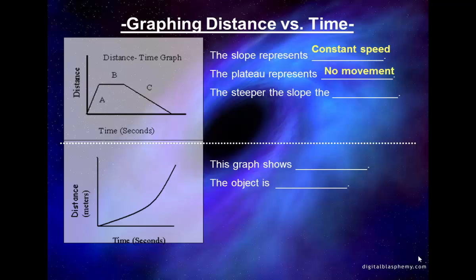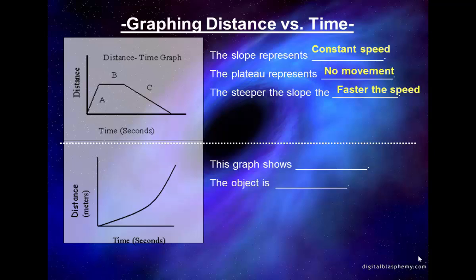What does a steeper slope mean? The steeper the slope. How? The farther the distance. Yeah, which means what about its speed? Greater speed. Yeah, greater speed. The steeper the slope, the faster the speed.